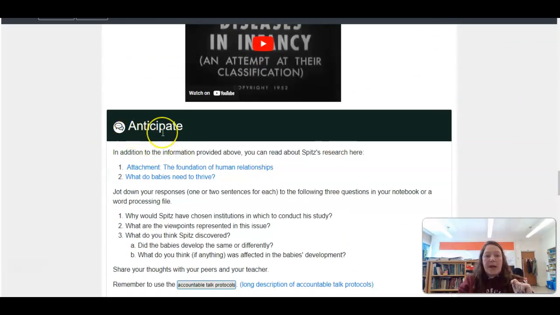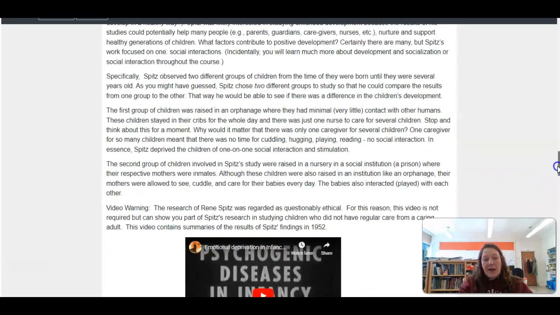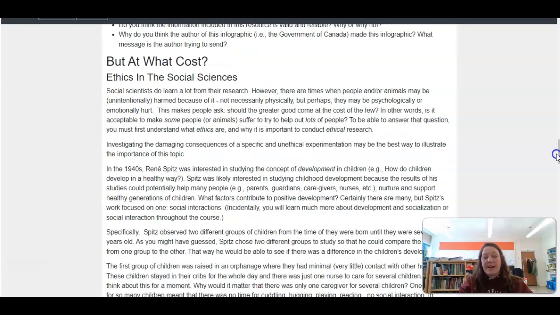We are going to participate in a discussion called Anticipate. And in Anticipate, you're going to learn about a researcher whose last name is Spitz. And so we want to learn about Spitz's research and then answer these questions. And you're going to post that in the discussion. So let's go back up and figure out where we find that information.